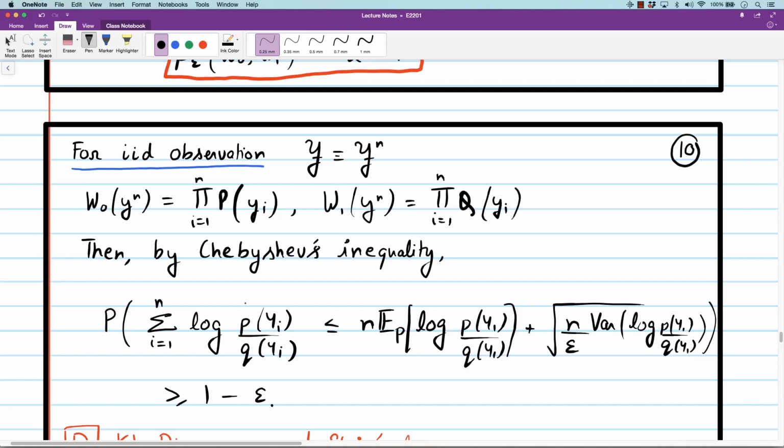So what is a good estimate for this guy? Well, we can use Chebyshev's inequality. A good estimate for this guy is n times the expected value of this quantity plus some square root of n times the variance of this quantity. This is just Chebyshev's inequality. Since these guys are independent, this variance is just the sum of variances. That's an important property we saw earlier. This is what we have been doing right through, right?